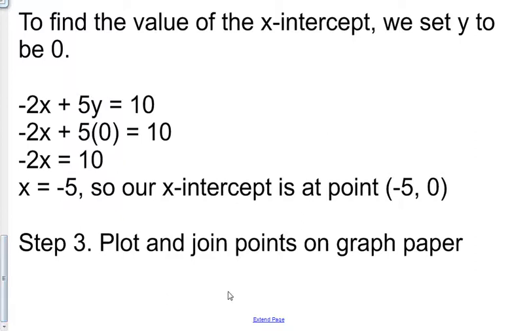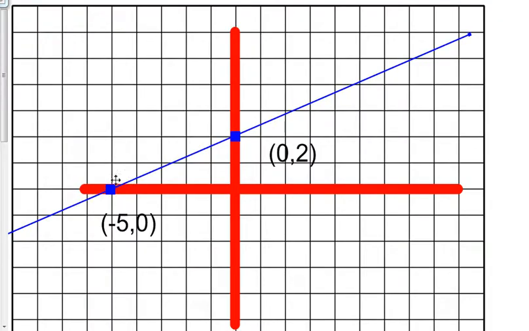Step 3 is to plot and join the points on graph paper. So here are my 2 points. I have negative 5, comma 0, and I have 0, comma 2. These are my 2 points for my line, and then I join them with a ruler.